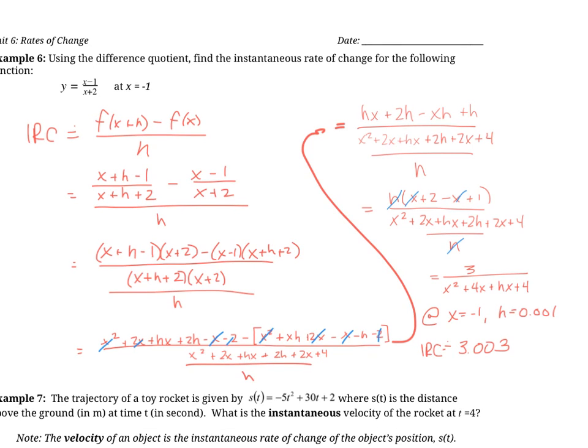Okay, there's the answer. That is a lot of algebra, and I didn't do it the most efficient way. You may be able to do it a little bit more efficiently, but it just has to do with simplifying fractions, canceling some stuff out, and you get your final simplified difference quotient that looks like this. Not actually that simple, but when you plug in x as -1 and h as 0.001, I got my instantaneous rate of change at that point is 3.003, or approximately 3.